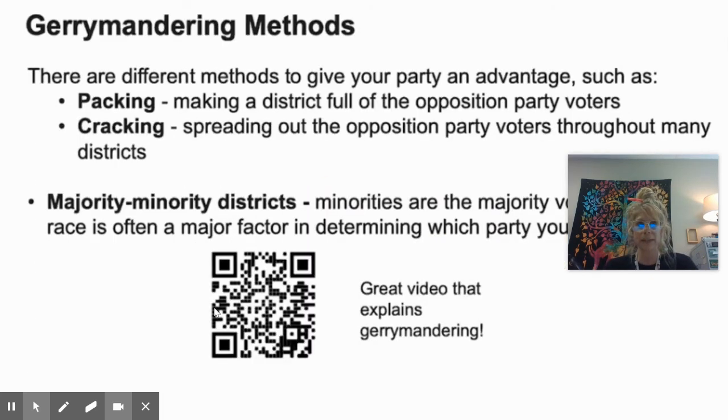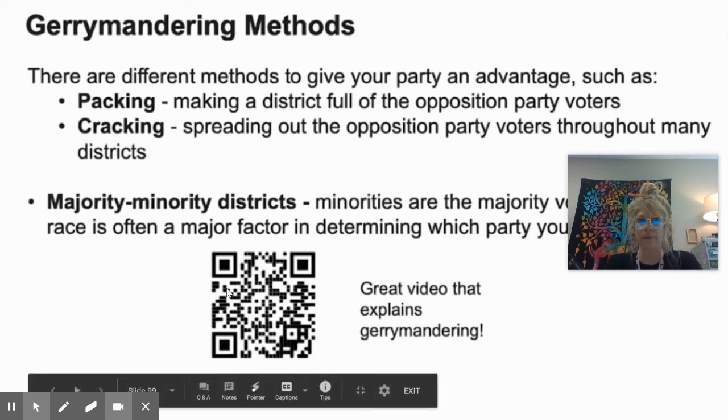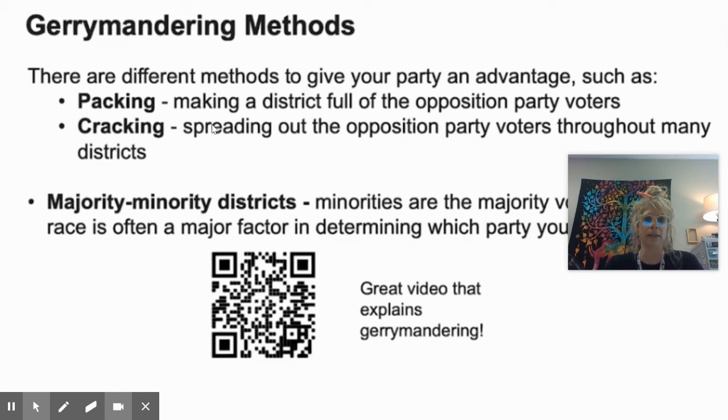Okay, last but not least, there are 2 main methods of gerrymandering, just to refresh your memory from your simulation. It's packing and cracking. So I would write those down and make sure you know what those mean. Packing is when you have a district full of the opposition party voters, okay? And then that is obviously that you're going to draw those lines to have as many of the majority as you can for your party. And then cracking is spreading out the opposition party voters throughout many districts.